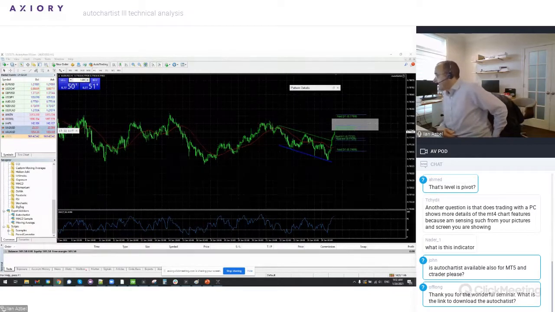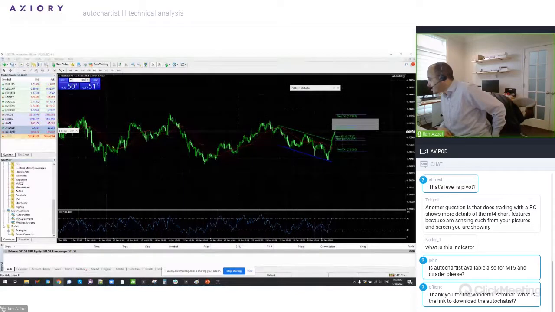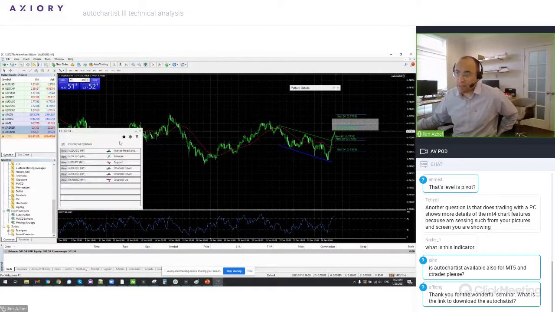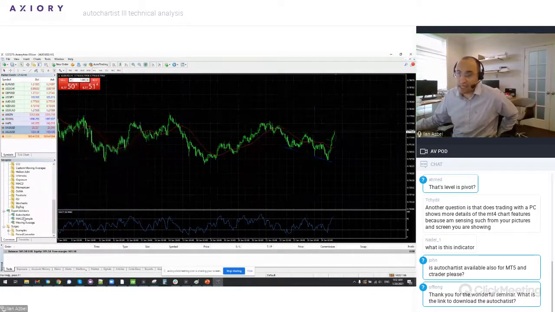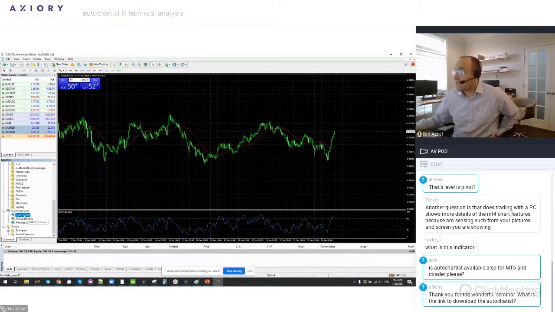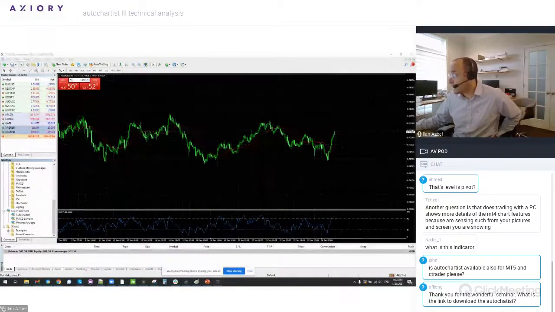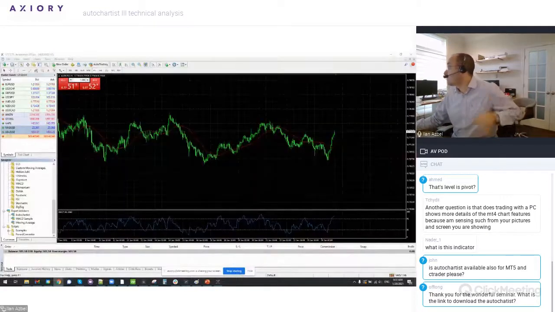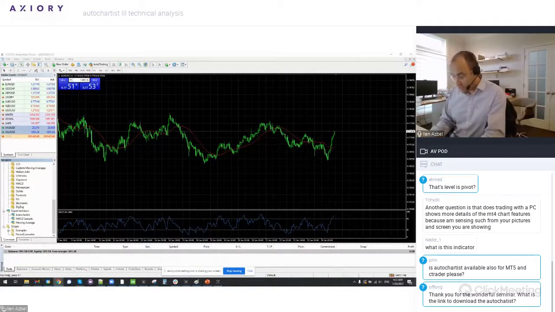Another question is that trading with a PC shows more detail of the MT4 chart features, because I am sensing such from your pictures and screens you are showing. Well, I think all of this is available in all the platforms. The difference is that I'm using this indicator called the Autochartist indicator. MT4 does not come standard with this Autochartist MT4 indicator. You need to download this from the Axiori website. Let me quickly try and find that address for you, and then I will send it to you over the chat.